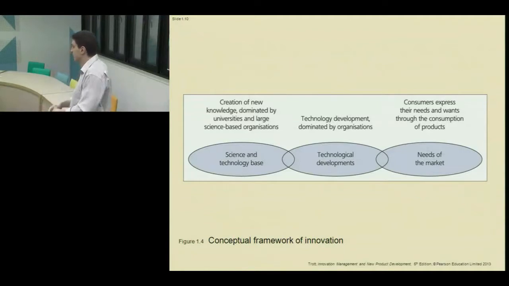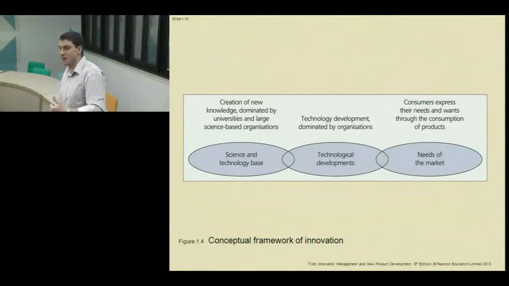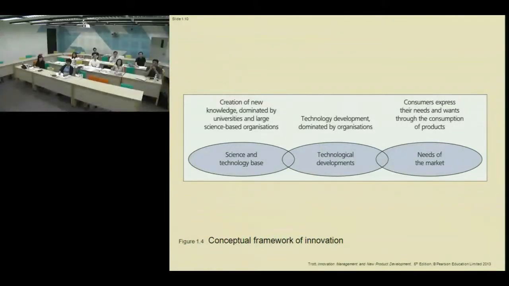Firms usually develop technology in collaboration with universities many times, or research centers. Is that correct? So we have technological developments next, and those two lead to meeting a need, developing a product, developing a service, in order to meet a need.